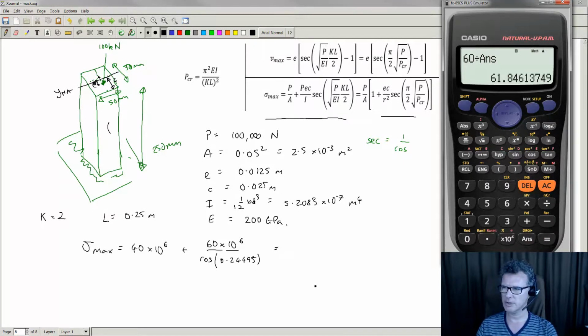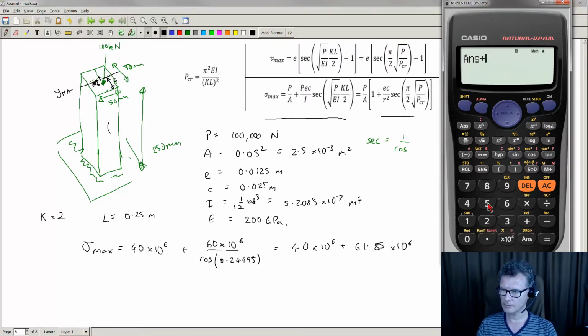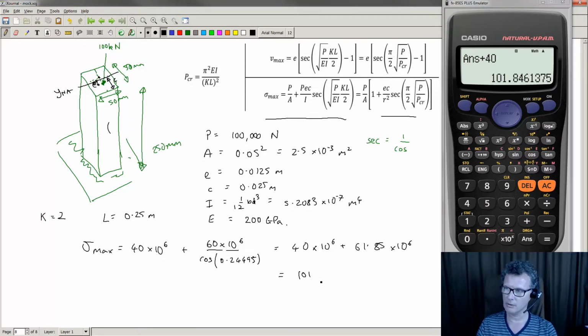So that becomes 61.8. So add on the 40, and that will give me 101.85 megapascals. Okay, so that's that one done. We'll do one more bonus.